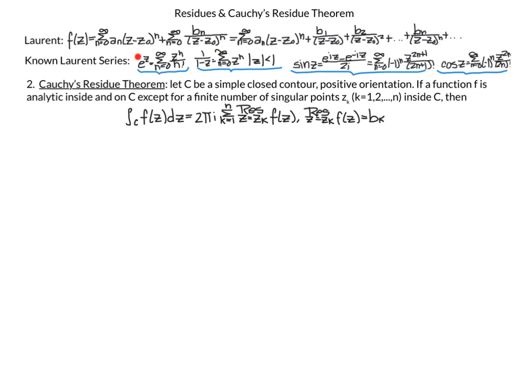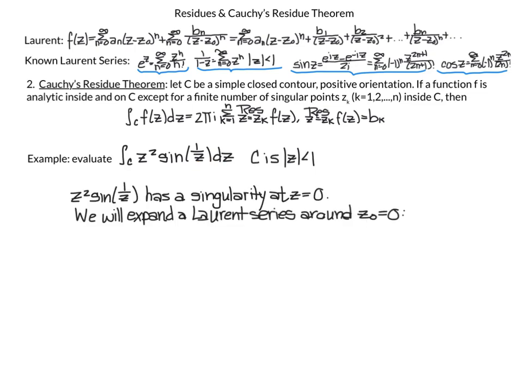I've put a quick summary of these main points here. I have the Laurent series here, these known Laurent series, and then I have Cauchy's residue theorem. And we're ready to do our first example, which is to evaluate the closed curve integral of z squared sine of 1 over z dz. The first thing to note, z squared sine of 1 over z has a singularity at z equals 0, where we have a division by 0. So we are going to expand our Laurent series around that singularity z naught equals 0.